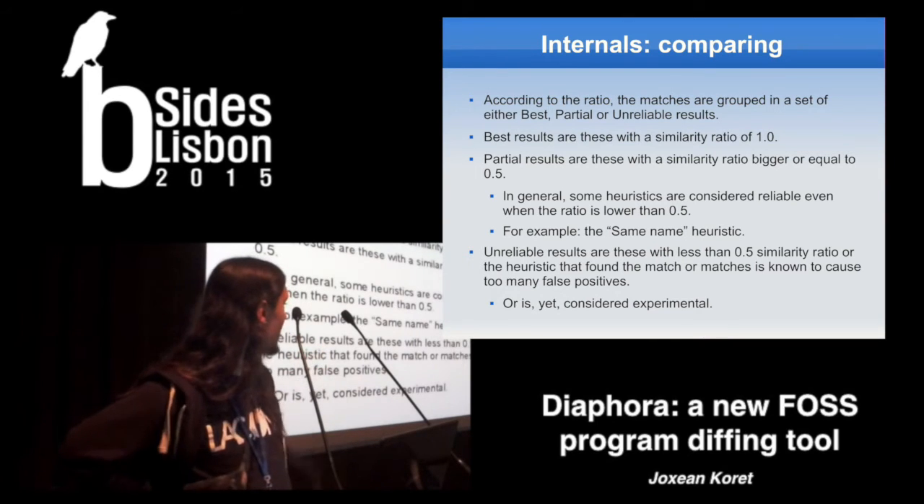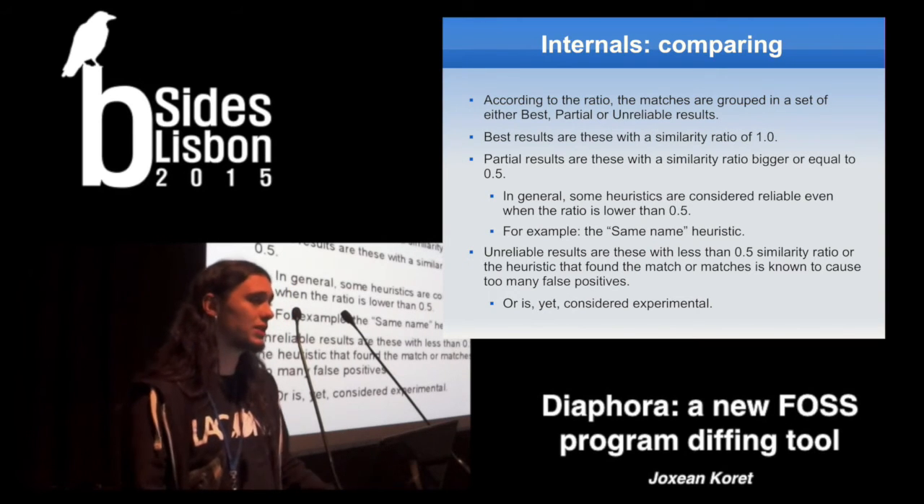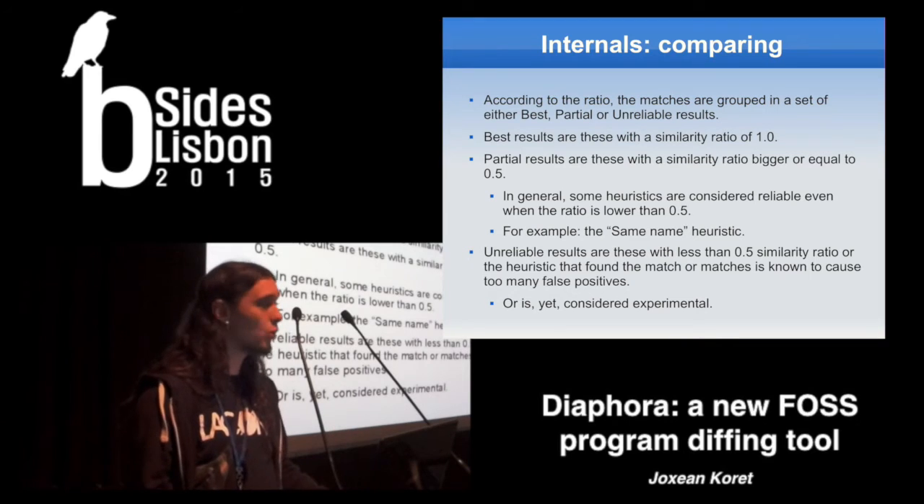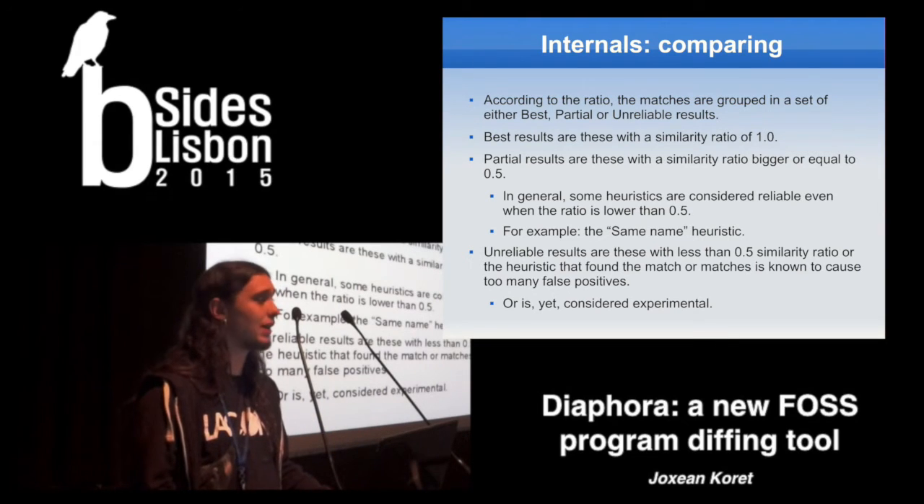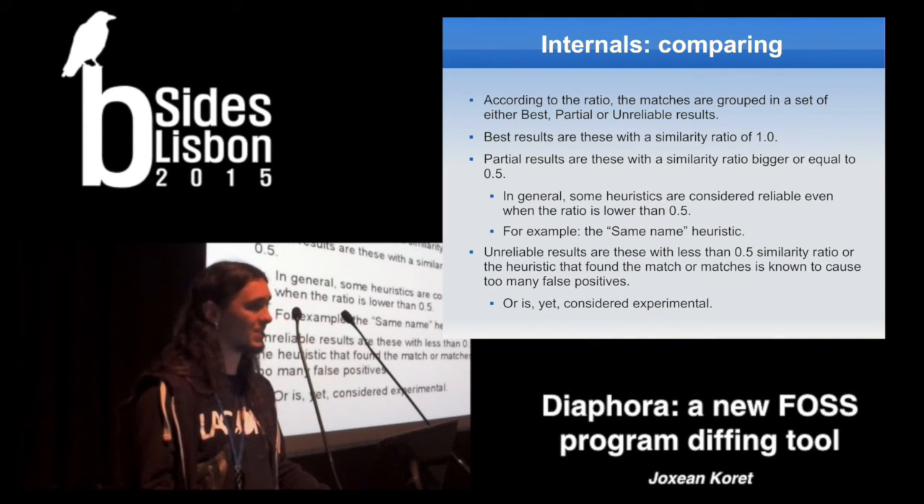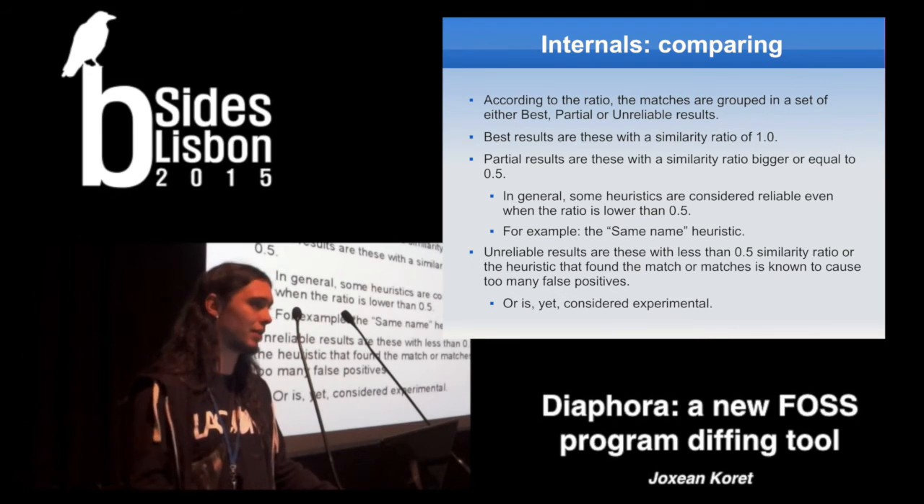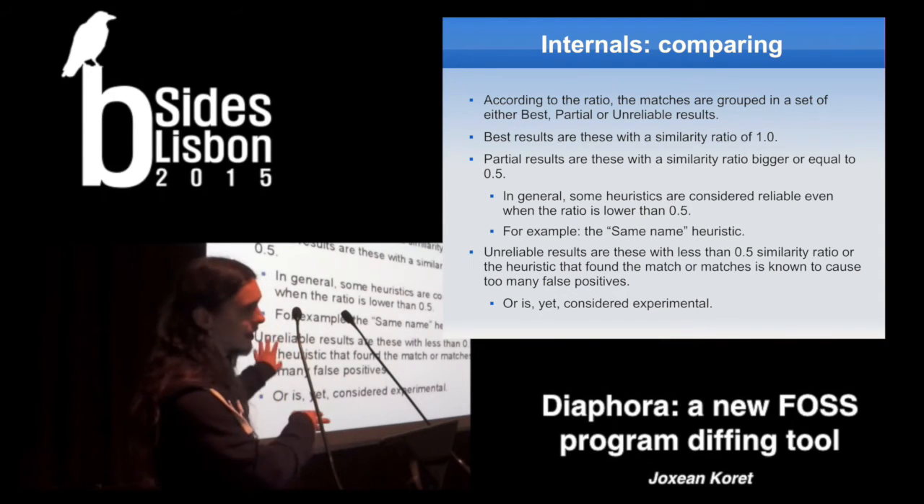Also, the last results are the unreliable ones, and these are those with less than 0.5 similarity ratio, or where the heuristic that found the match or matches is known to cause too many false positives. For example, I use one heuristic that simply compares the number of loops in a function. If a function has, say, 5 loops, it is a very small number of loops, and it can cause a lot of false positives. On the other hand, if we have like 100 loops in a function, we know that it is going to be a good match, but it's not going to happen very often. So this one is considered an unreliable or experimental heuristic, and by default, all matches found by this heuristic are automatically labeled as unreliable.